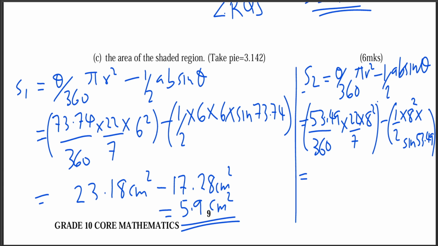53.49 over 360 times 22 over 7 times 8 squared is going to give you 29.89 minus a half times 8 squared times sine 53.49, which is 25.72. So hii ni 25.72.